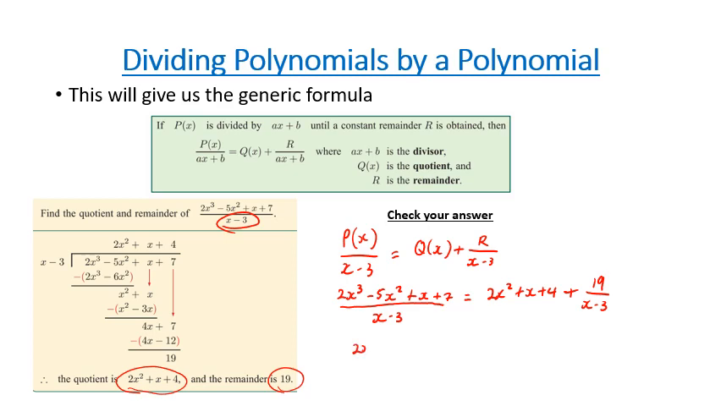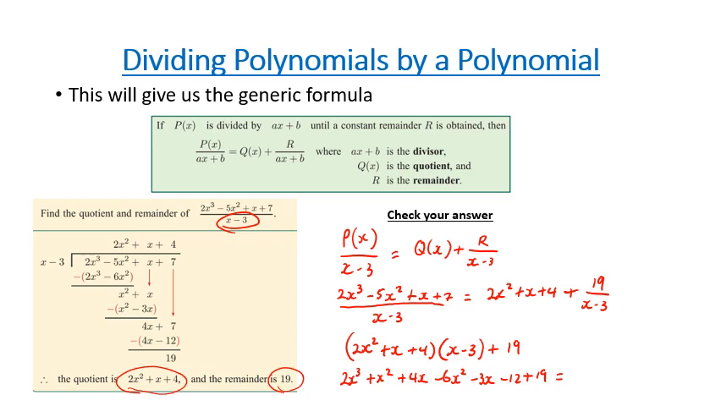If we've got 2x squared, because that's our quotient, plus x plus 4, and we multiply that by our divisor, and then we add our remainder, we should end up with the original function that we had at the start. So this becomes 2x cubed plus x squared plus 4x, take 6x squared, take 3x, take 12 plus 19. I collect the like terms.